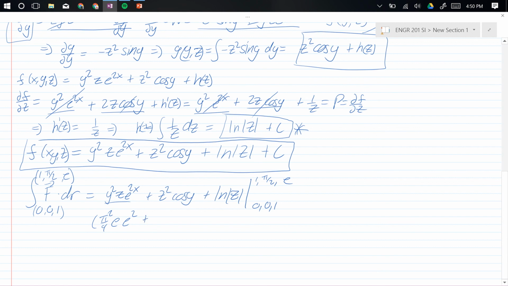All right. Now z squared is e squared cosine pi over 2, which is going to go to 0. Plus the natural log of e, so go to 1. That's the upper limit minus the lower limit. So it's going to be 0 for that, plus cosine of 0, which is 1, so plus 1. Plus natural log of 1, which is 0. So plus 0.